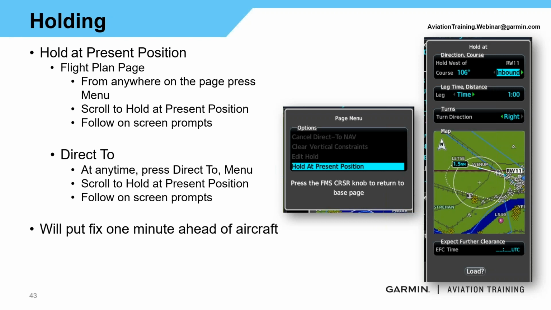That will put the fix 1 minute ahead of the aircraft. So you essentially have 60 seconds to get the information in on the hold. Typically it doesn't take that long, because if you're holding at present position, it's probably just a standard hold depending on your altitude. Left turns, nothing's changed, and right turns. So everything's standard, and you just press enter, and you're good to go. If you're on the GTN, there is not a feature specifically for hold at present position. So our best option is just to create a current user waypoint and then do the hold off that user waypoint.